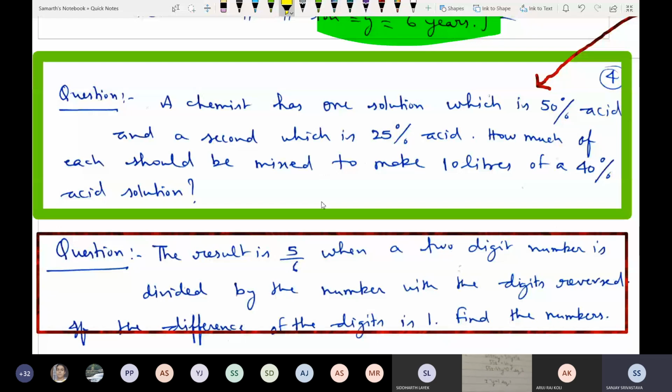Yes, the first equation is correct, and the second equation is 55x minus 44y is equal to 0. And what is the answer, by the way? So the answer is y is equal to 5, x is equal to 6. And what is the final answer, by the way? So it's 65.